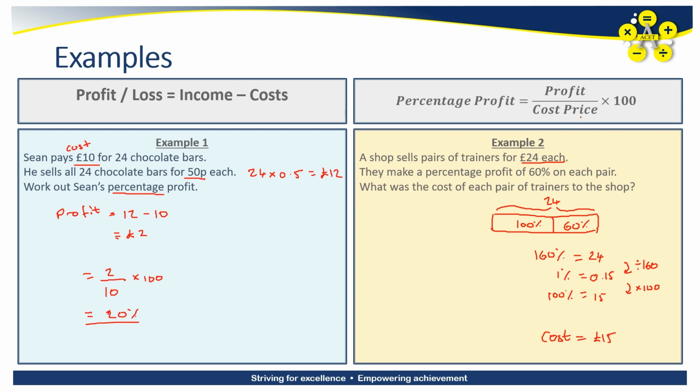Now I can check this using that formula because again it's profit over cost. If I sell for 24 but I pay 15, then my profit is going to be the difference between them. So 24 take away 15 gives me a profit of 9. Using the formula, 9 over the cost, so 9 over 15 times by 100. So you can put that into your calculator, and when I do, I get 60%. So I know I've done it right. So going back to the question, what was the cost of each pair? Answer the question down here, the cost is £15.